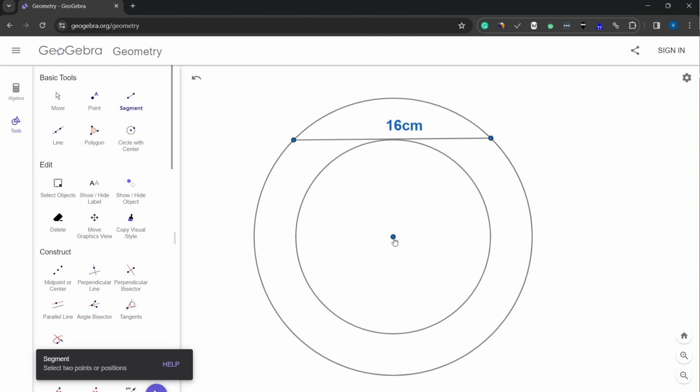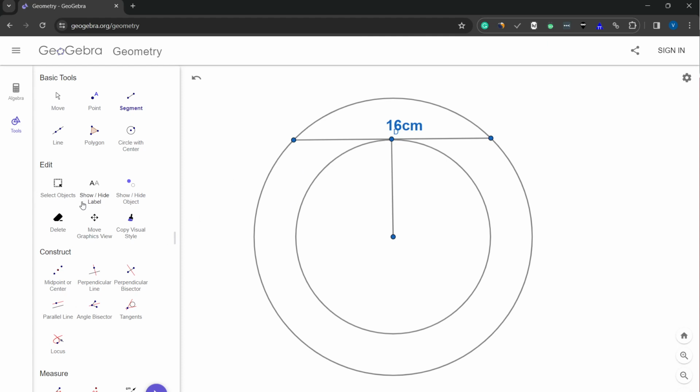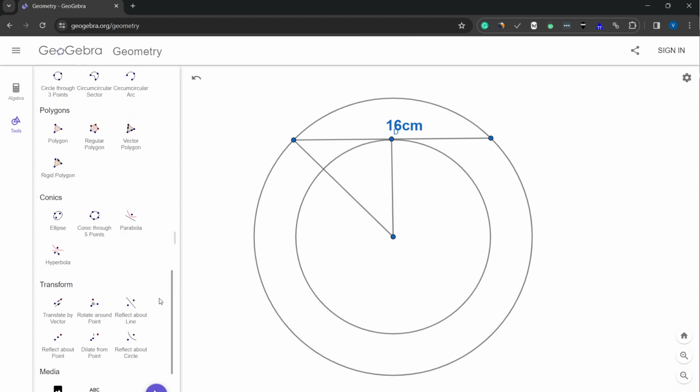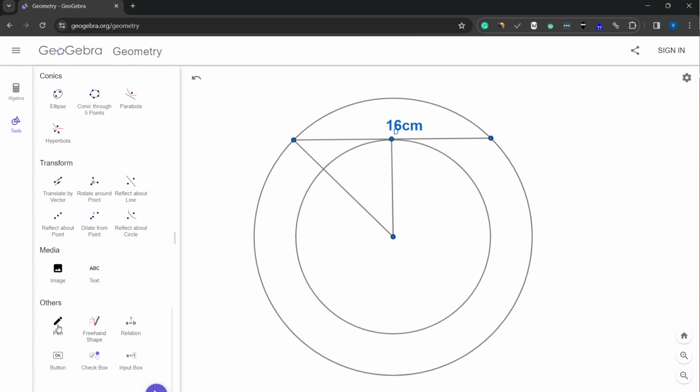So let's draw a line from the center to the point where the tangent meets the circle. So let's say this is the point. Now let's draw one more line which is starting at the center and ends here. Now obviously this is the radius of the smaller circle and this one is the radius of the larger circle, and let's name these. Let's call this capital R and this one lowercase r.